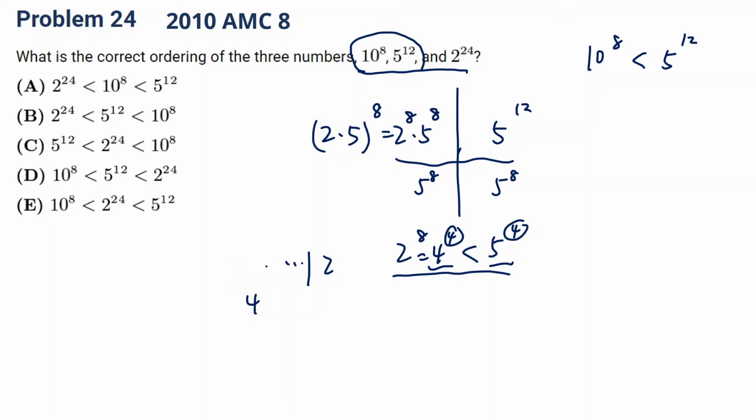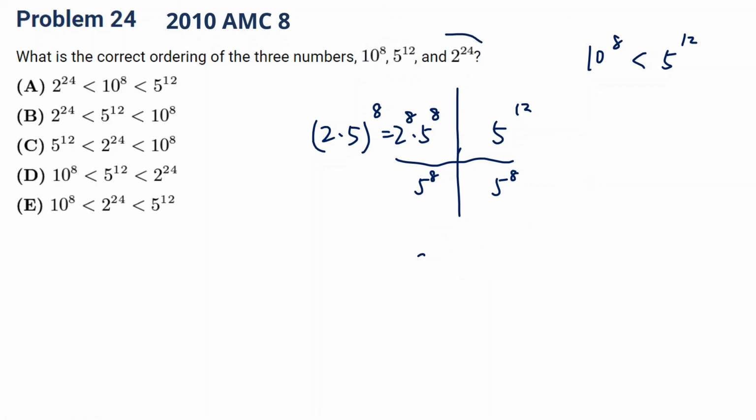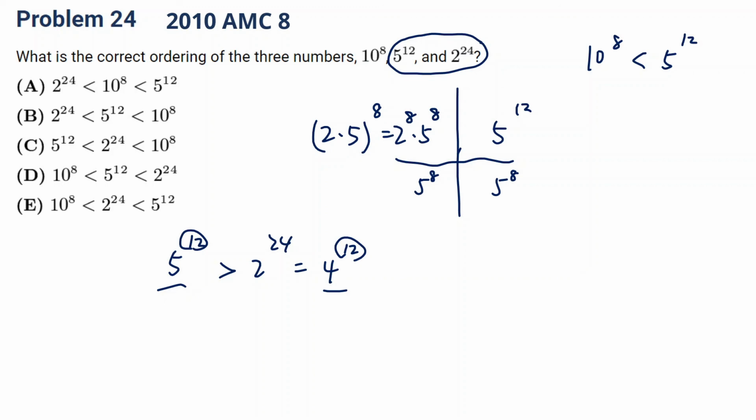Okay, let's compare the next pair. That is 5 power of 12 and 2 power of 24. We can use the same idea. So 2 power of 24 will equal 4 power of 12, right? So these two, again, have the same power. The base 5 is greater. So we have 5 power of 12 greater than 2 power of 24. So 5 power of 12 will be the greatest.